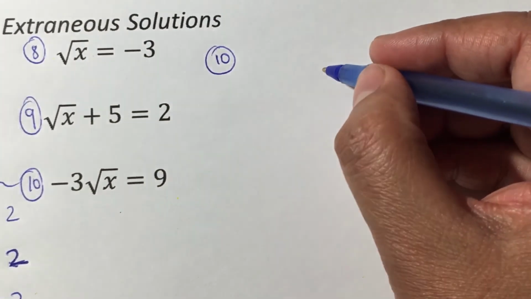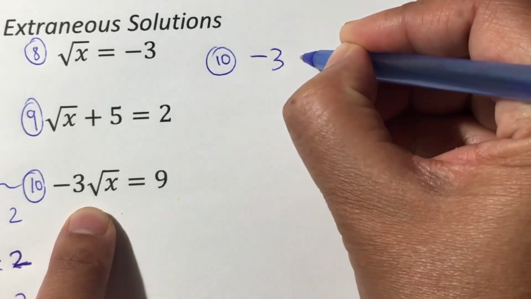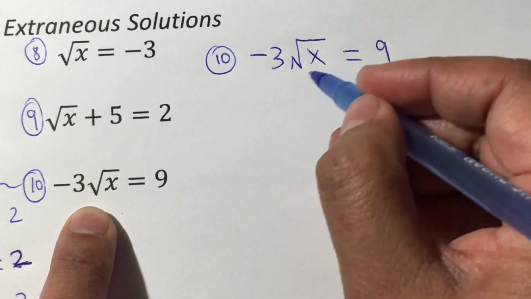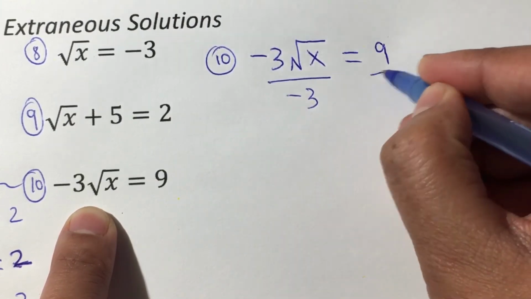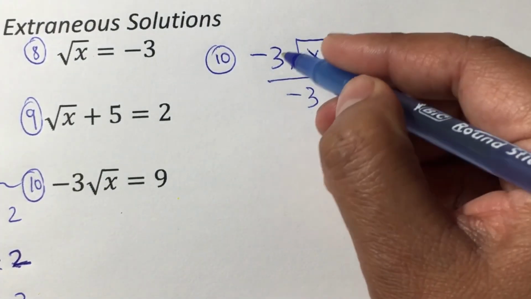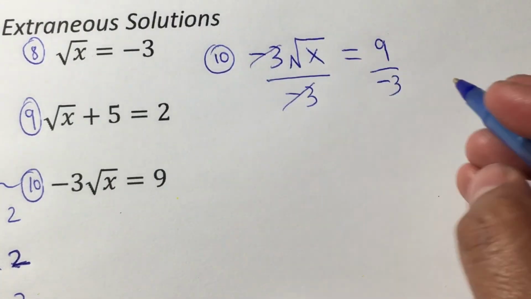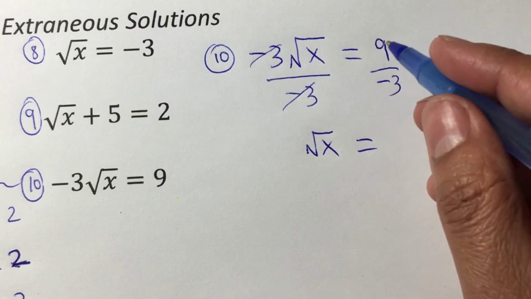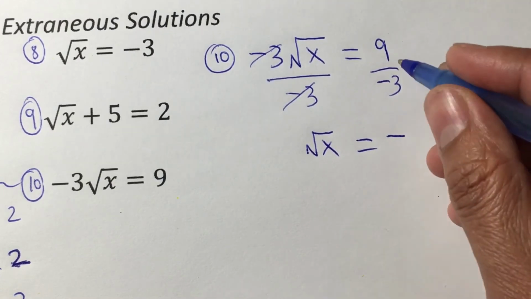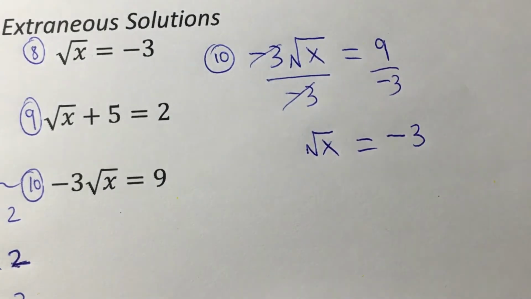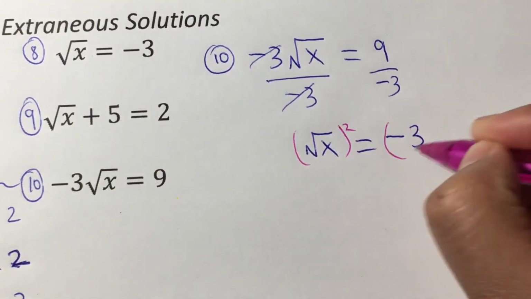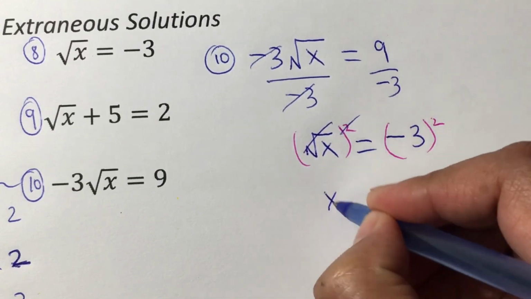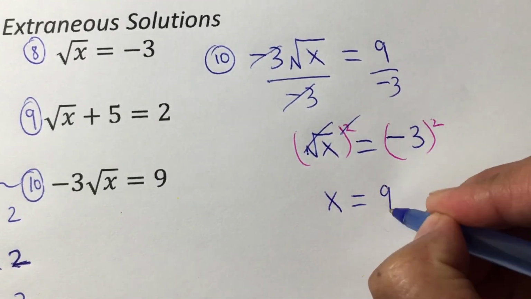We have negative 3 square root of x equals 9. We divide both sides by negative 3 to cancel the multiplication. And so square root of x is equal to positive divided by negative is negative. 9 divided by 3 is 3. We square both sides. This cancels, and you get x is equal to 9.